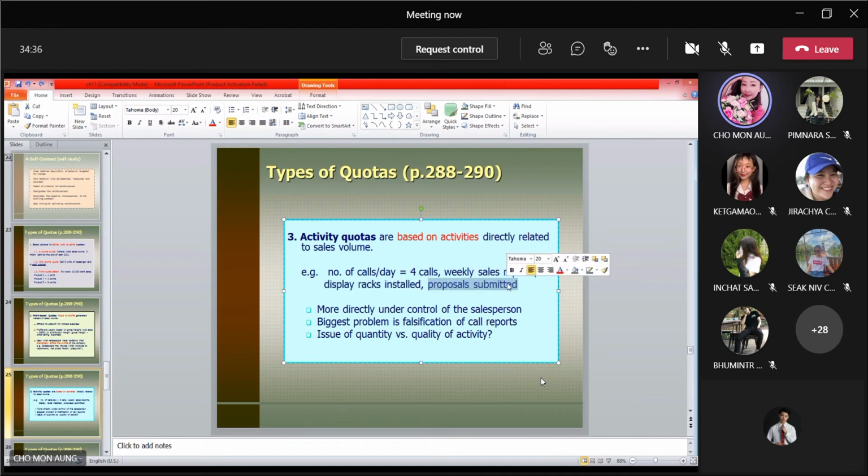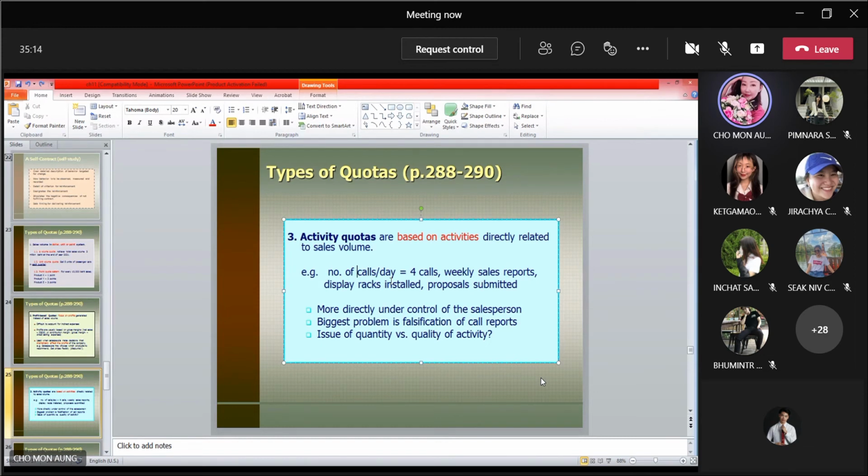How many proposals that they have to write and submit. For example, each salesperson will have to submit at least 1 proposal per week or 2 proposals per week. That's also something we can count until the end of the year, that is possible. So you see, for those activity quotas, even though we are telling them how many times they should perform for which activity, and at the end of the year, we count total, and then we will be evaluating their performances. Sometimes it is not reliable because you see, we tell them to make 4 calls per day.